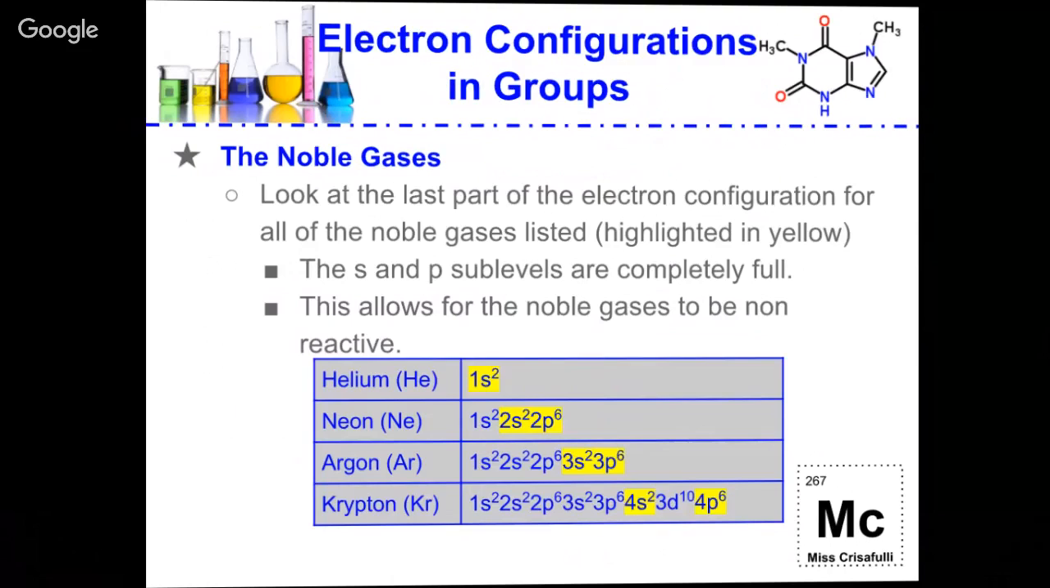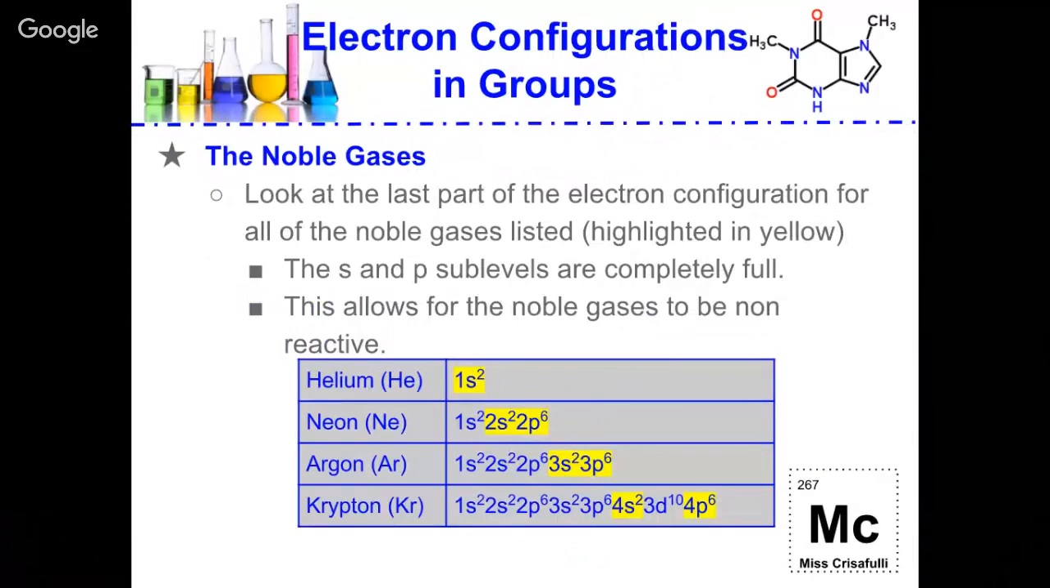But if we were to look at the last part of it, what is highlighted, the S and P sublevels are completely full. And so this is what gives the noble gas configuration its stability and non-reactivity. So helium has a full S, neon has a full second energy level, argon has a full third energy level, and krypton has a full 4s and 4p.